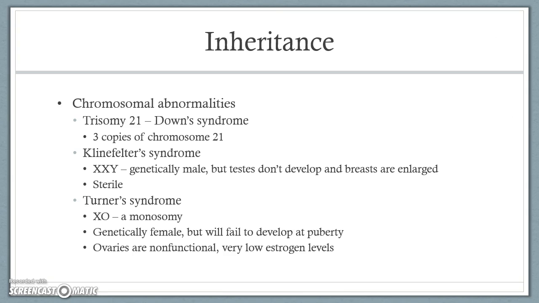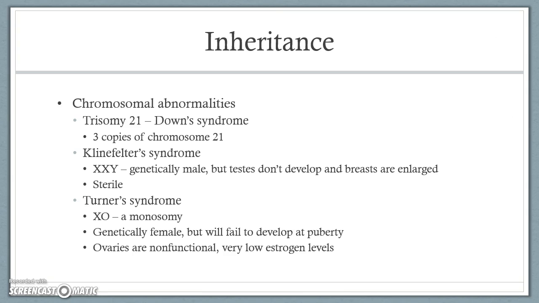Here are just a few examples of chromosomal abnormalities. In trisomy 21, more commonly known as Down syndrome, there are 3 copies of the 21st chromosome. There are some other abnormalities caused by having only one copy of a particular chromosome as well.